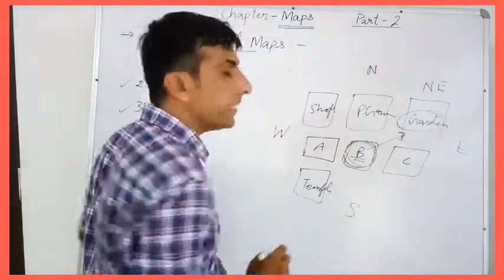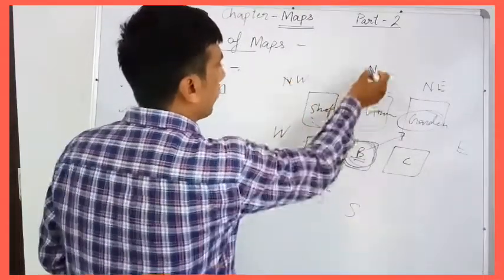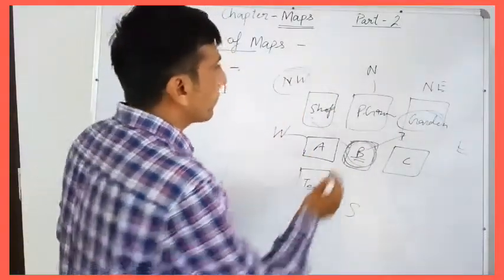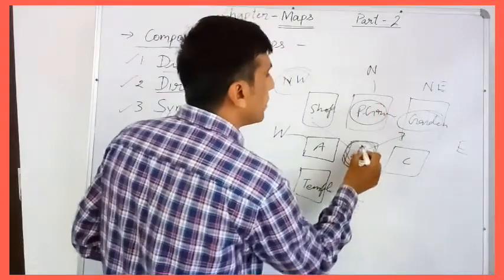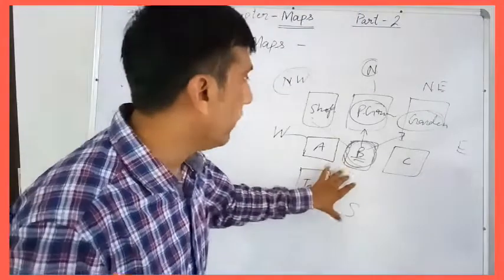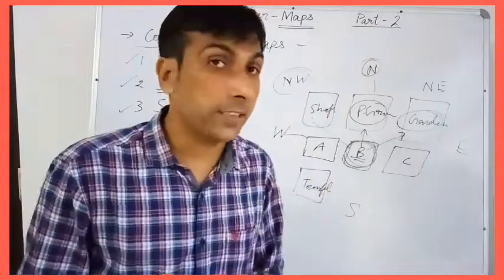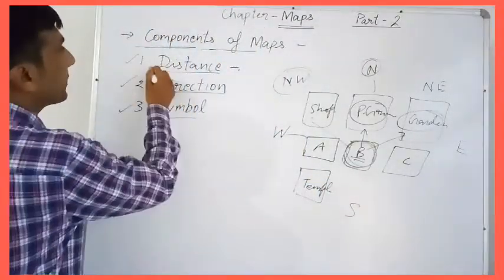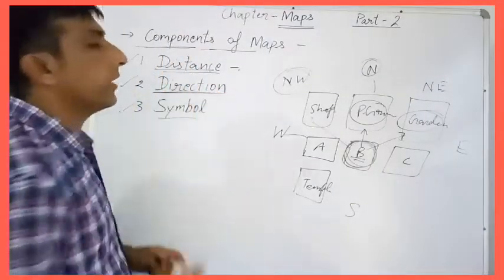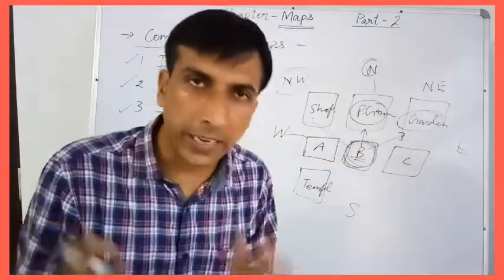And the shop is situated in this direction, this is northwest. This is north, this is west. So between north and west, northwest. In the same way, the playground is situated to the north of the house of person B. So I hope you are understanding directions. We have discussed distance on a map by using scale, and we have discussed direction, including cardinal points and intermediate directions.